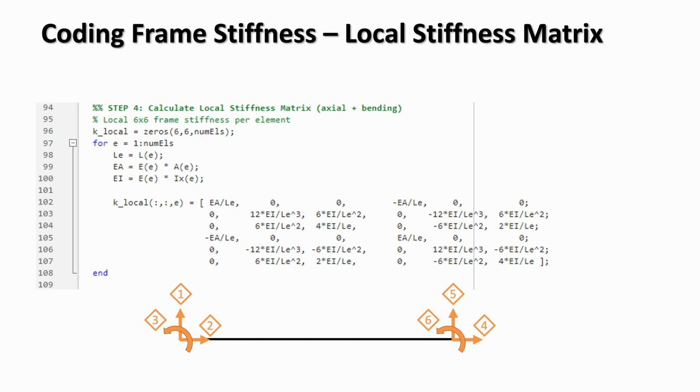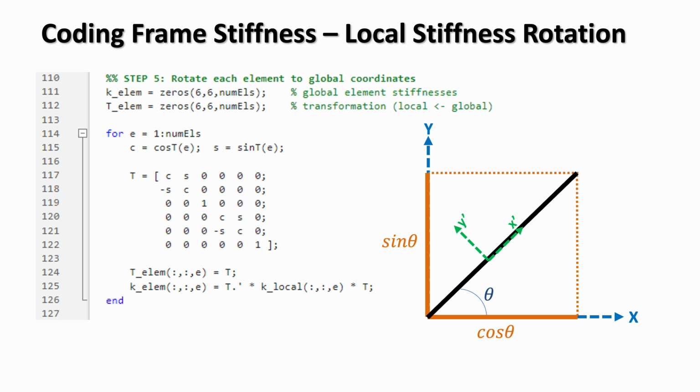The signs ensure internal equilibrium and compatibility are maintained. This matrix represents the local behavior of the element, that is, how the member resists forces along its own axis. Now that we have the local stiffness matrix for each element, the next step in 5 is to rotate it into the global coordinate system.